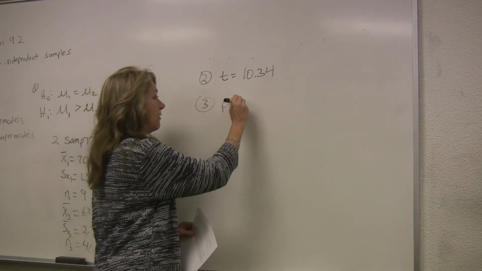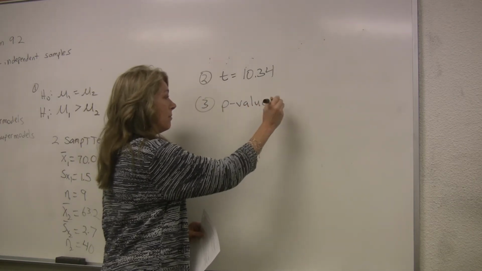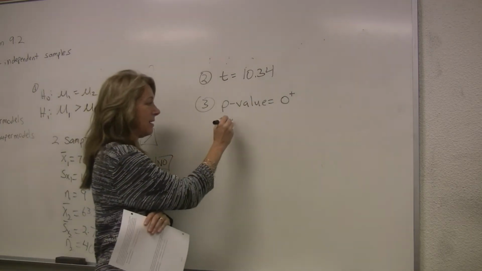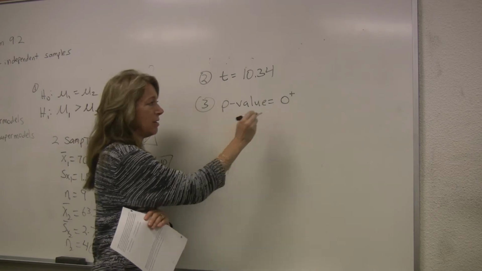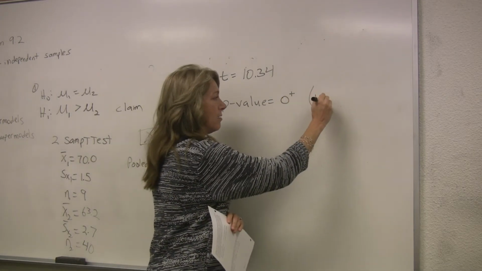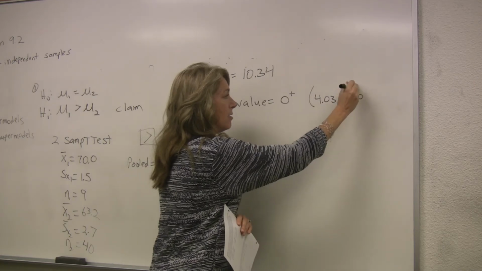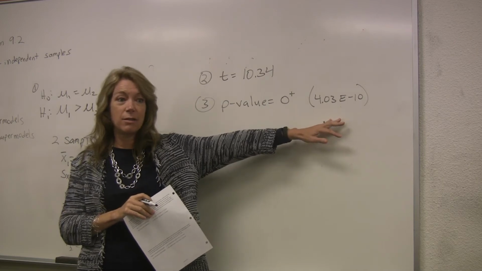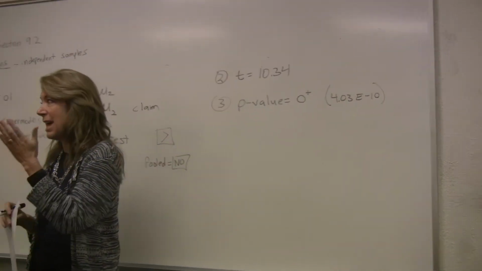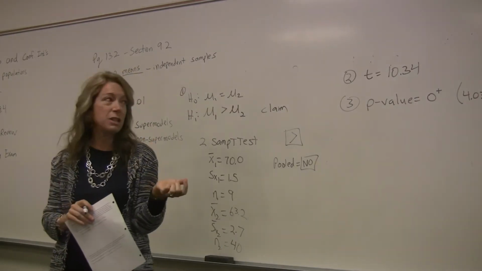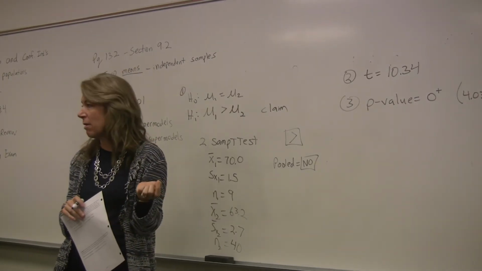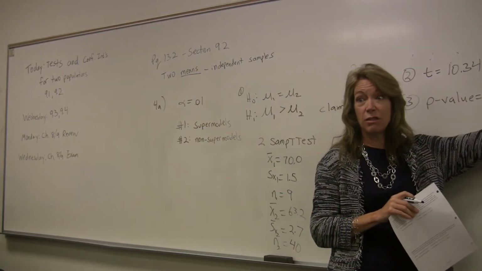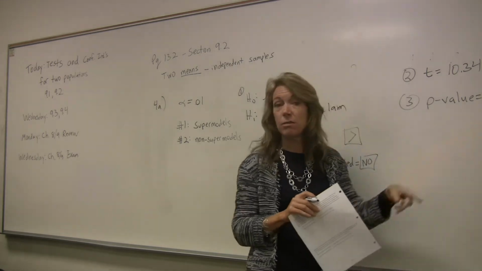Our calculator should also give us our p-value, which is 0 plus. Why do we know it's 0 plus? Because it's in scientific notation. Yeah, tell me what it was in scientific notation. It's 4.03 with an E of negative 10. You gotta know what that means. We've had this conversation a couple times now. Remember that the p-value is a probability. It has to be a number between 0 and 1. So the second you see that 4, you should be going, wait a minute, that can't be a p-value. But it is, because it really means 0.0000000004, which rounds to 0.